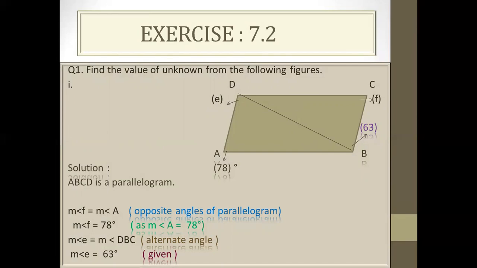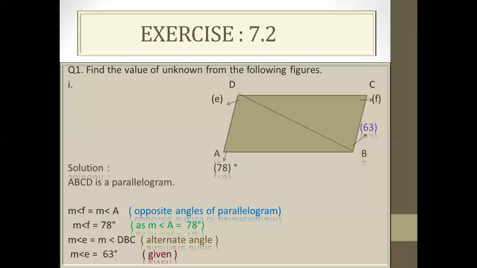The first diagram is ABCD. In your book, they didn't label the diagram, but I labeled it ABCD. Now ABCD is a parallelogram. You see that angle E is missing and angle F is unknown. F and 78 are both opposite angles of the parallelogram, so we can find the value of F directly. Angle F is equal to 78 degrees. And what will be the reason? Opposite angles of the parallelogram.